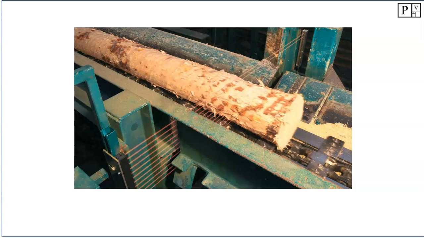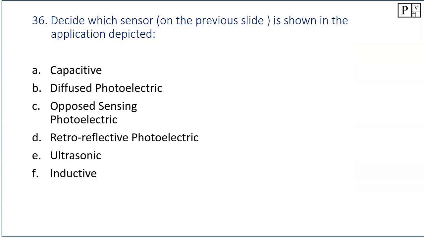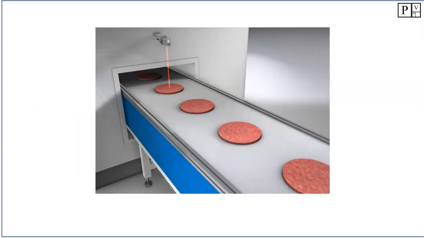So we have wood going through, and it looks like it is blocking a number of light beams there. So with this one, it's not a diffuse sensor because we have a transmitter and a receiver. So this is a light curtain, and as it breaks a number of LEDs, then it tells you the size of the log going through. So this one has a transmitter and a receiver on the other side. So this one is the opposed sensing photoelectric sensor. Okay, let's take a look at the next one.